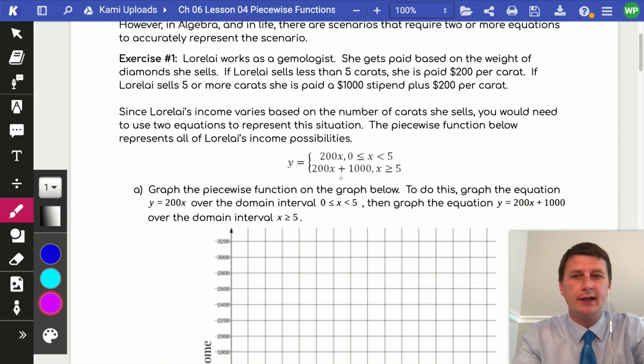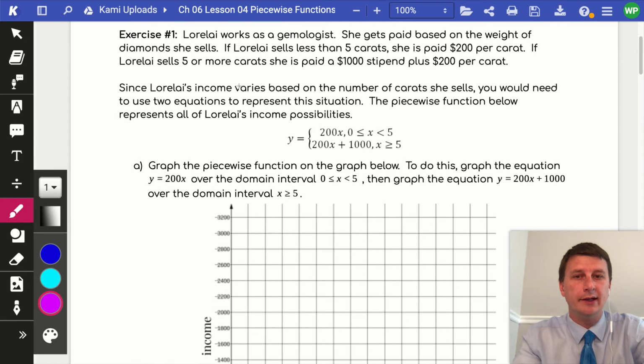So if we're taking a look at exercise number 1, it says Lorelei works as a gemologist. She gets paid based on the weight of diamonds she sells. If Lorelei sells less than 5 carats, she is paid $200 per carat. If Lorelei sells 5 or more carats, she is paid a $1,000 stipend plus $200 per carat. Since Lorelei's income varies based on the number of carats she sells, you would need to use two equations to represent this situation. The piecewise function below represents all of Lorelei's income possibilities.